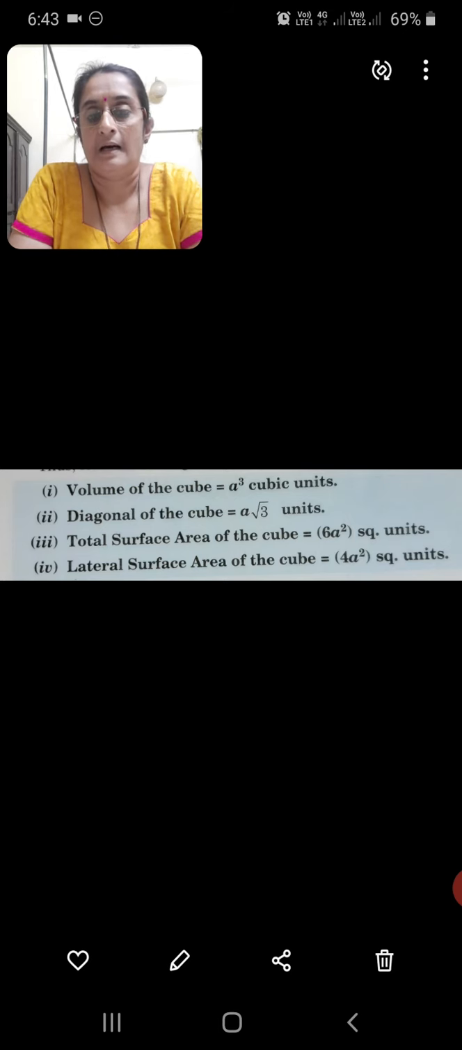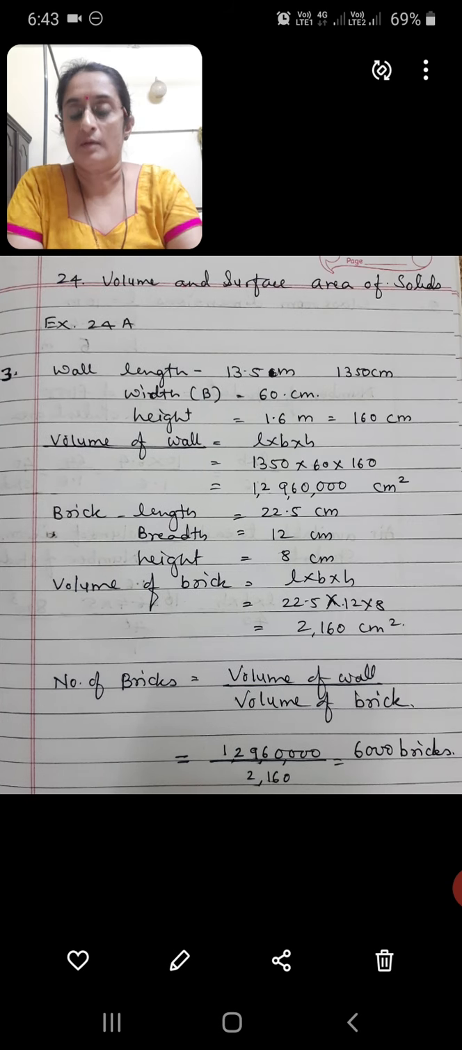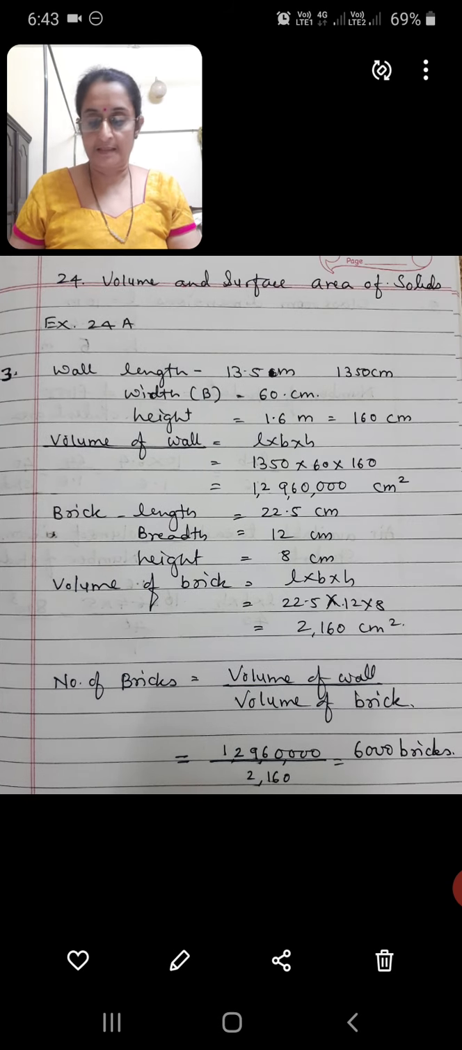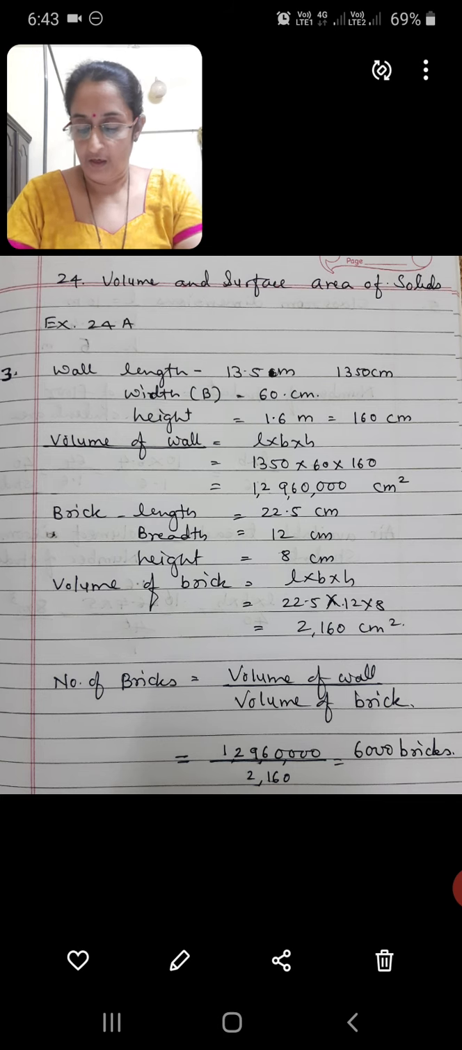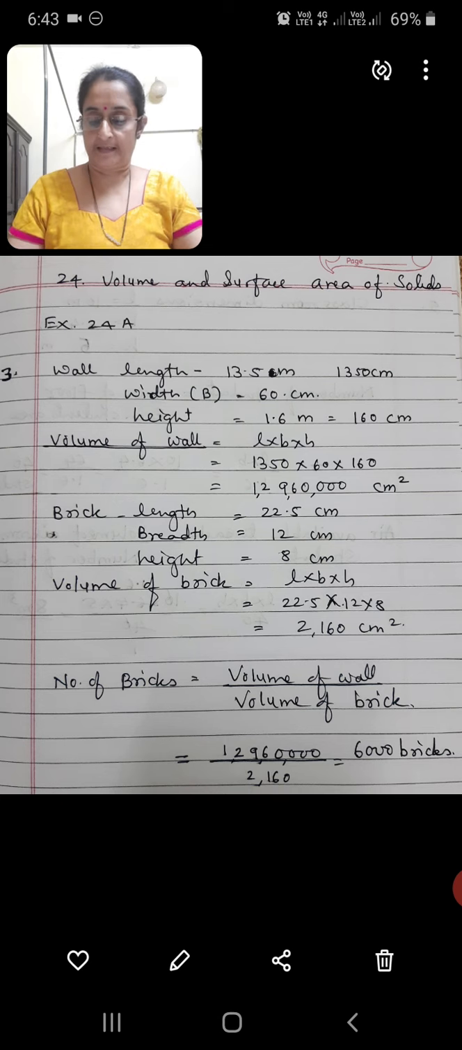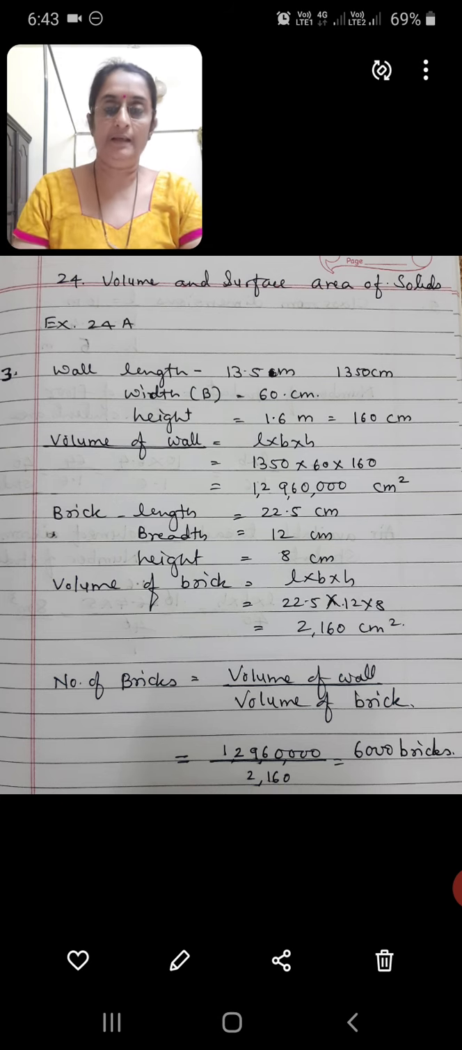First few sums are direct use of the formula, so I have not taken them. I have started from question number 3. In question number 3, the question is like this. A wall of length 13.5 meter, width 60 centimeter, height 1.6 meter is to be constructed by using bricks each of dimension 25.5 centimeter by 12 centimeter by 8 centimeter. How many bricks will be needed?